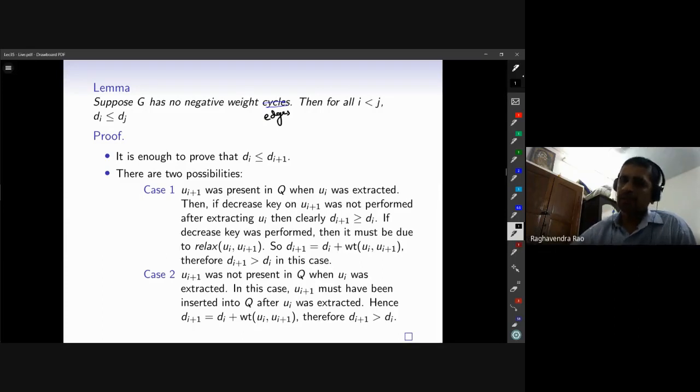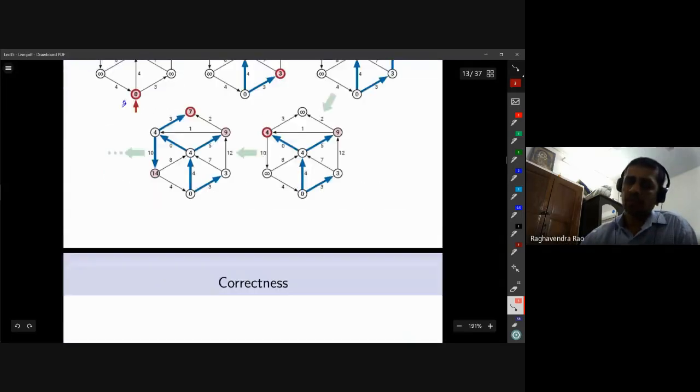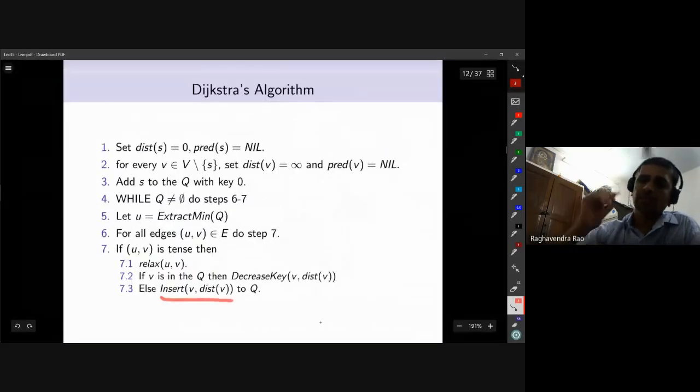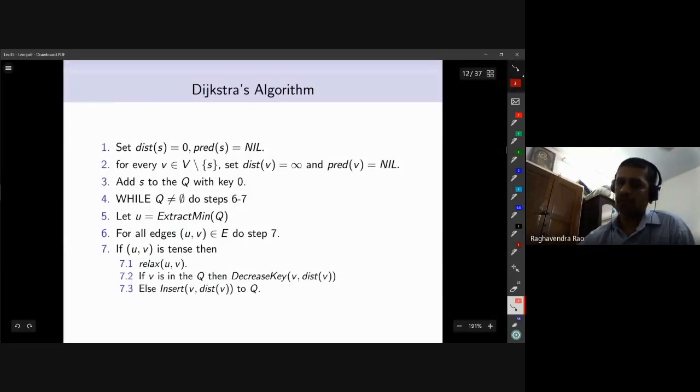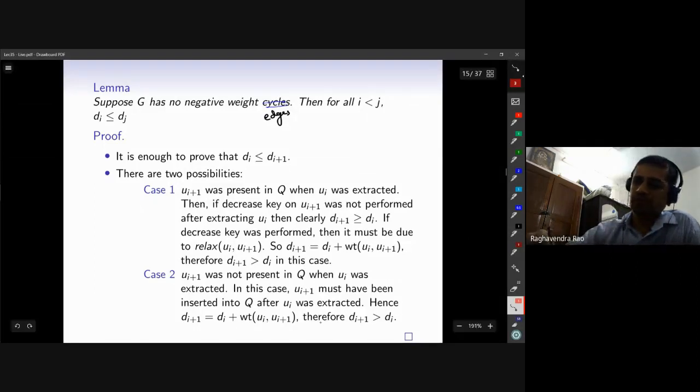So the second possibility is ui plus 1 was not present in the queue at all when ui was extracted. But then how did it appear in the queue? Because while processing ui, we might have inserted it. Again, going back to the algorithm, there would have been an insert of ui plus 1. But if you are inserting, what is the value of distance of ui plus 1? That will be basically distance of ui plus weight of ui plus 1.